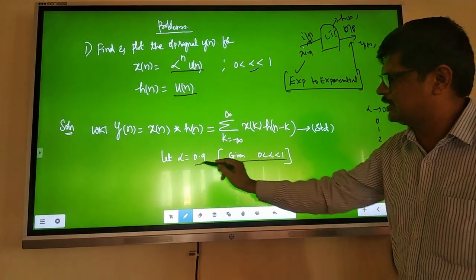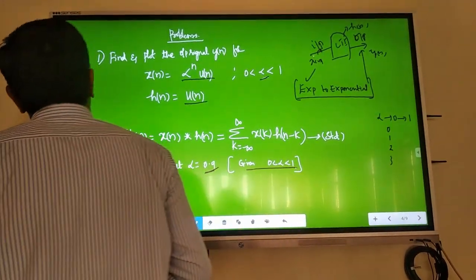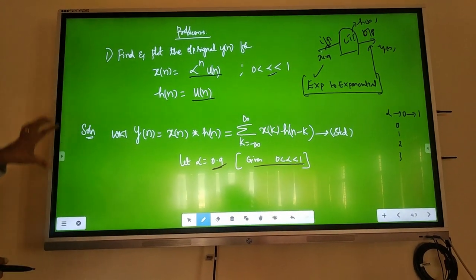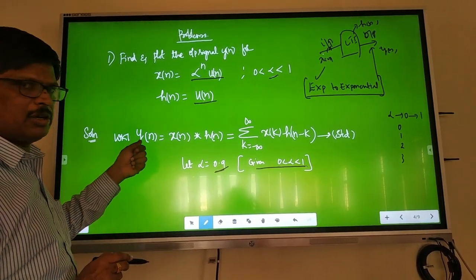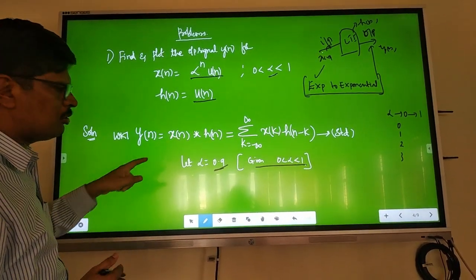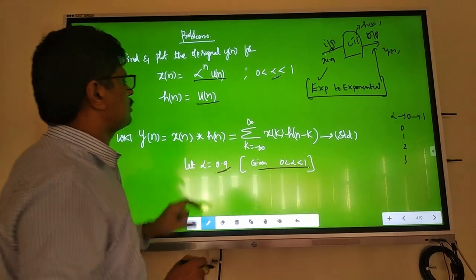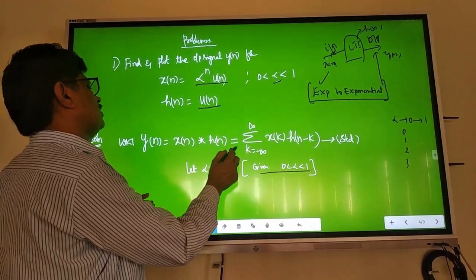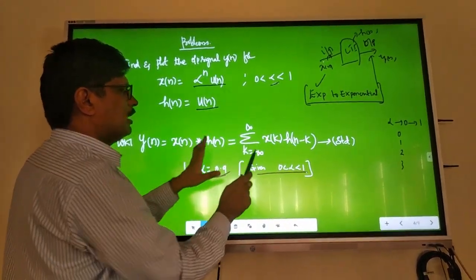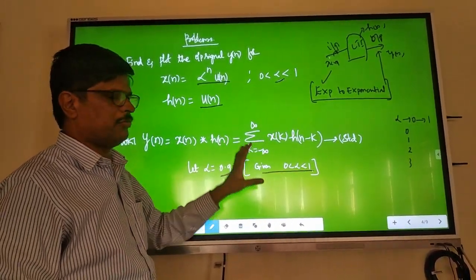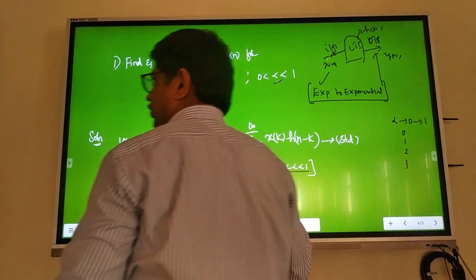Let me take alpha as 0.9 in this example, and let me show you. We know that this proof is very simple. First, the linear convolution equation: y of n is equal to x of n convolved with h of n, which is the summation over k from minus infinity to plus infinity of x of k into h of n minus k. This is in terms of shifted impulse, which we have proved. This is the standard equation.